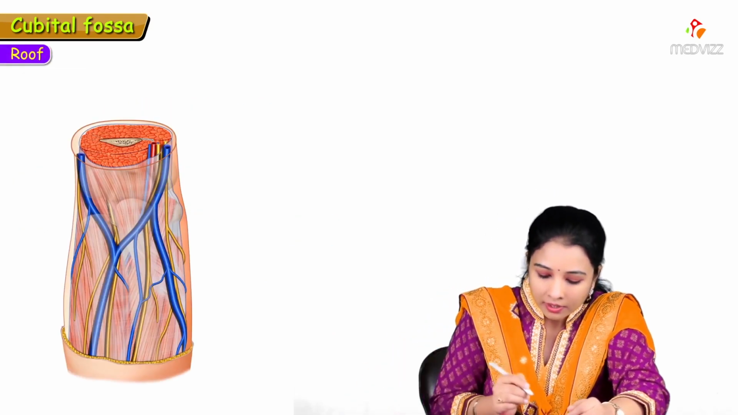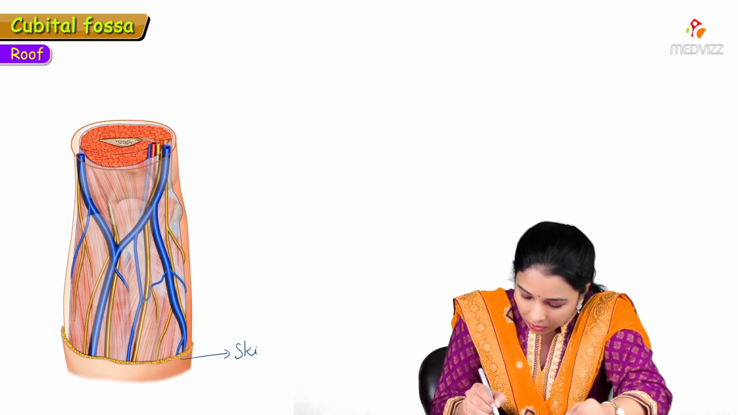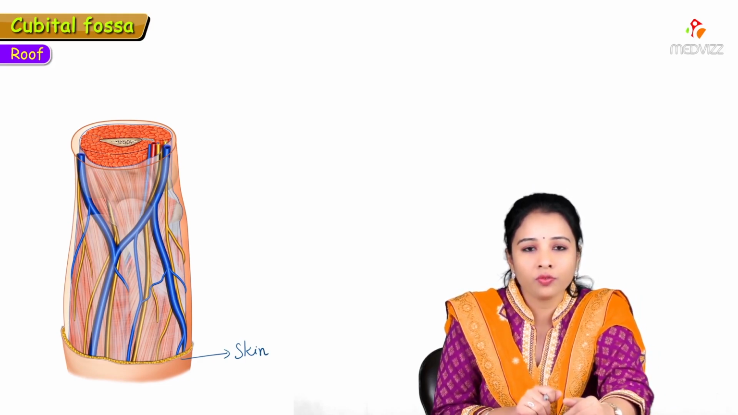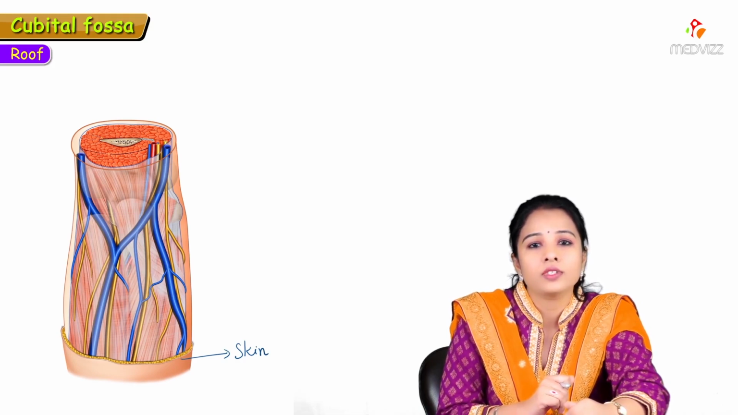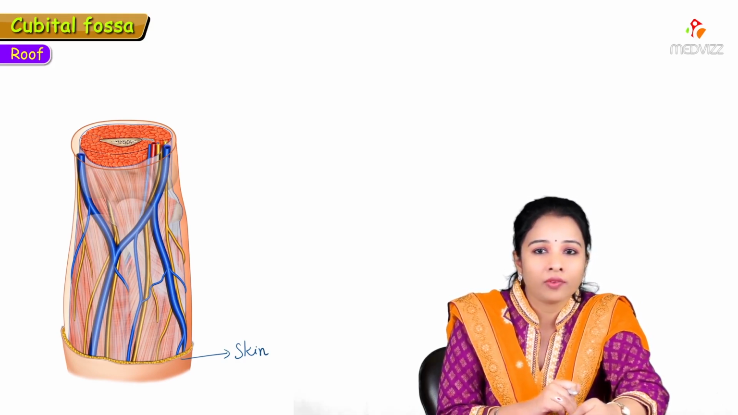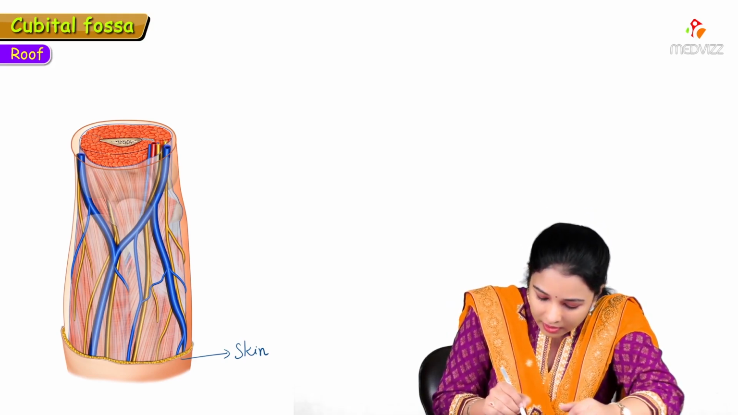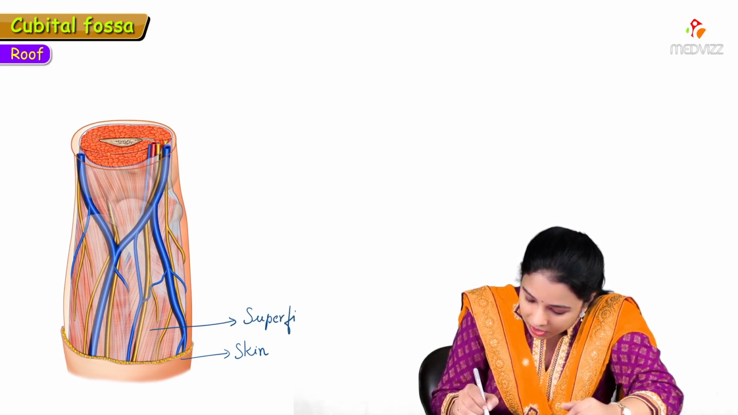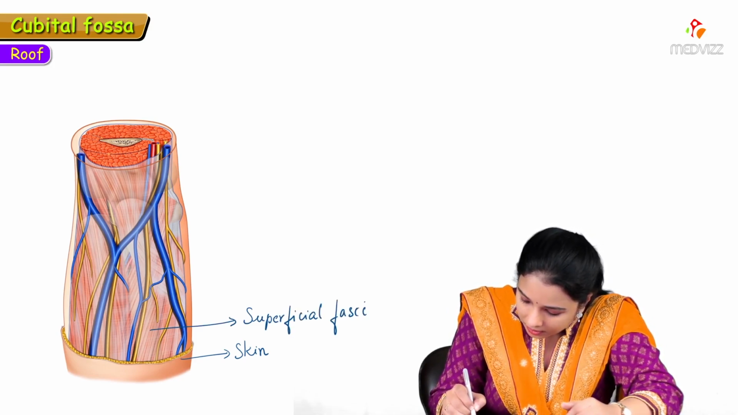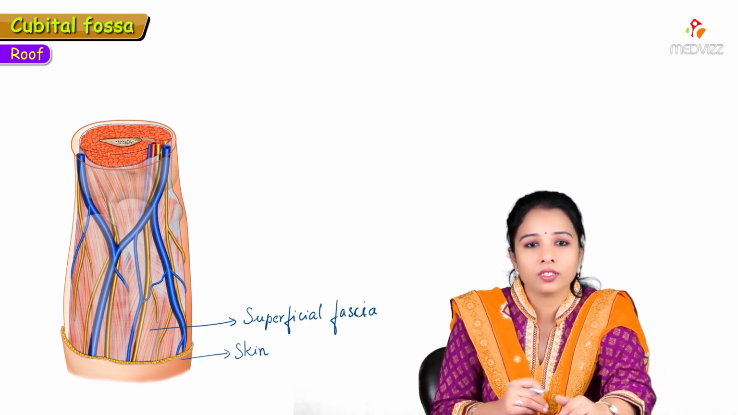So talking about the roof, it is formed by the skin. So here in this specimen, the skin is removed. This is the skin to expose the contents of the roof. Then just beneath the skin, we have got the superficial fascia with cephalic vein and basilic vein, which are joined by medial cubital vein. So what you are seeing, this transparent membrane like thing is superficial fascia containing the veins, cutaneous veins and cutaneous nerves.